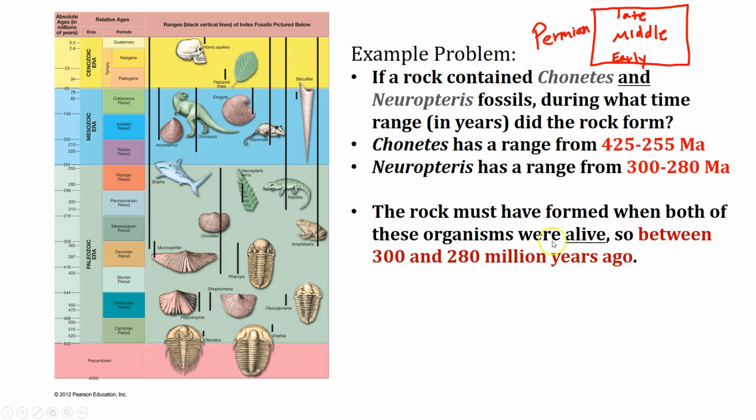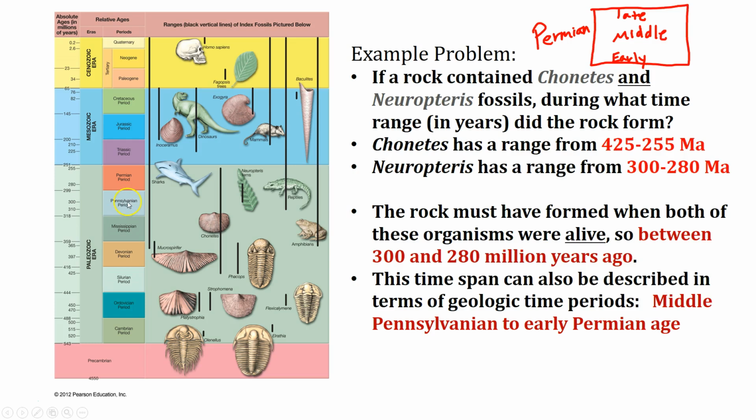So if we want to be able to describe the age of these rocks in terms of geologic time periods, well, we can still start with this answer here. We know that they coexisted from 300 to 280. So if we follow this over, 300 is about in the middle of the Pennsylvanian, and 280 is, I would call it early Permian. It's kind of close to the bottom there. So this time span can also be described in terms of geologic time periods, middle Pennsylvanian to early Permian in age.